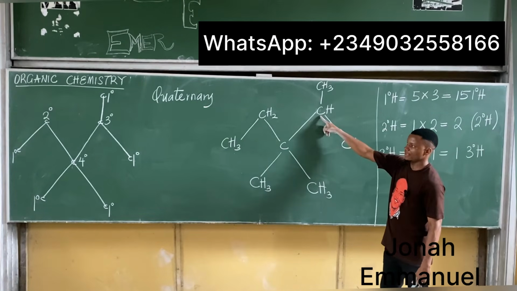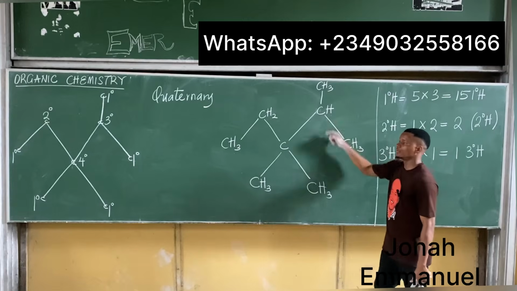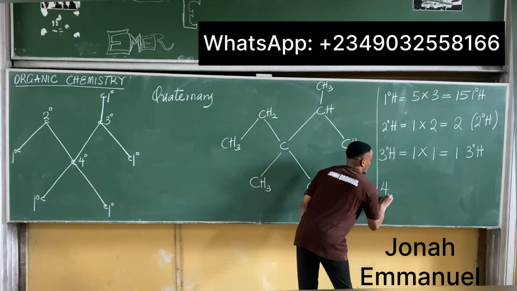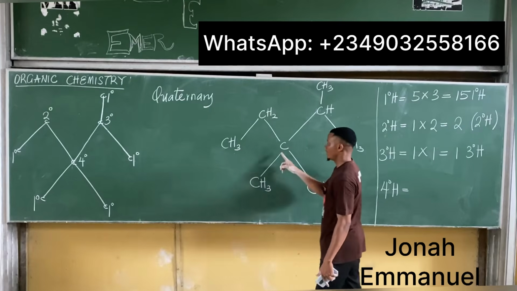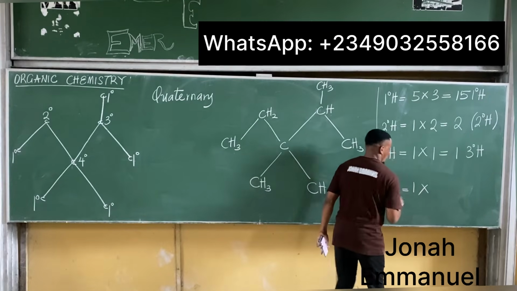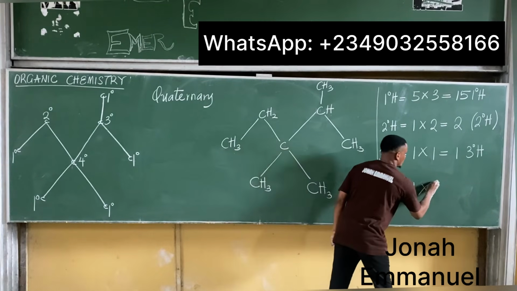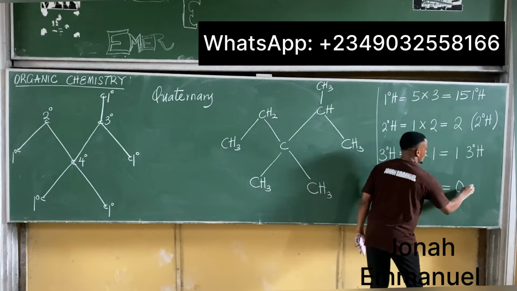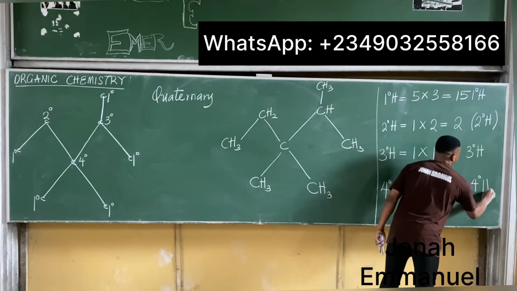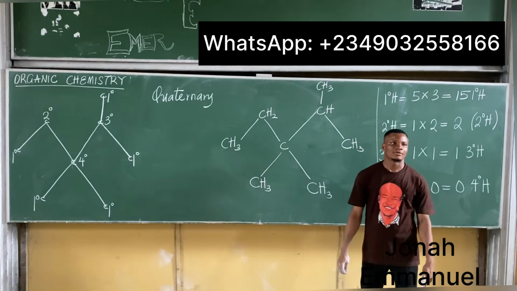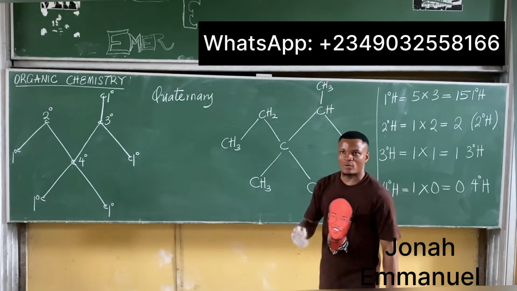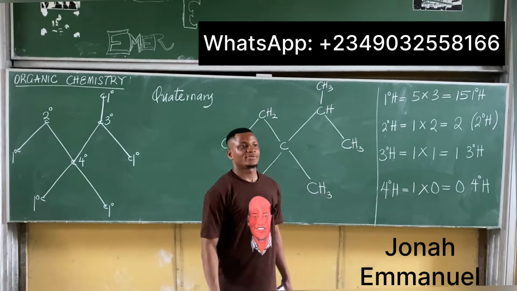Where's the tertiary carbon? See it here. How many hydrogen here? One. For quaternary, how many quaternary carbon do you have there? One, times, multiply this by what there? Zero. That gives you what there? Zero quaternary hydrogen. So check out the quaternary carbon. There's no hydrogen on it. So that's it. Number of carbon times 3210. It's not that deep.